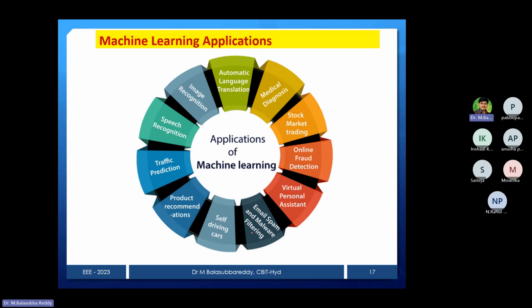Mobile apps or a normal mobile: if you want to open the mobile lock, nowadays, the thumb is the old model. Now if you show your face, the mobile automatically opens. That is nothing but image recognition. So there are a lot of applications you can build with machine learning.